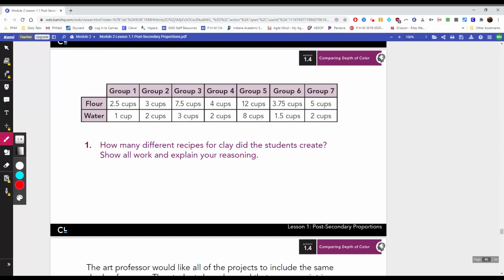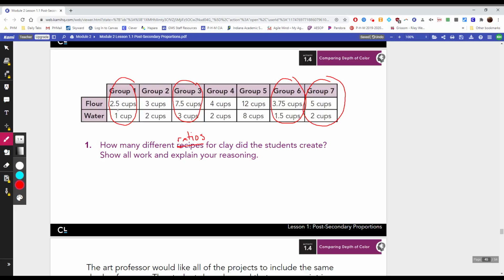Now, just because there's 7 groups doesn't mean that these are 7 different recipes. So by different recipes, they're really talking about different ratios of flour to water. So if you look at the ratio, the cups of flour to the cups of water, group 1, group 3, group 6, and group 7 all have a ratio of basically 2.5 cups of flour to 1 cup of water. All of these would simplify to this right here.